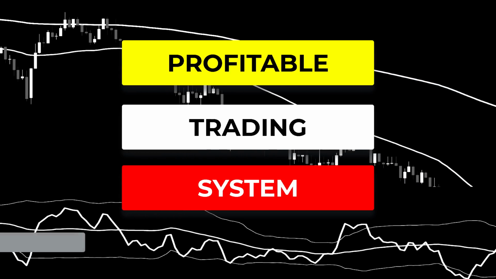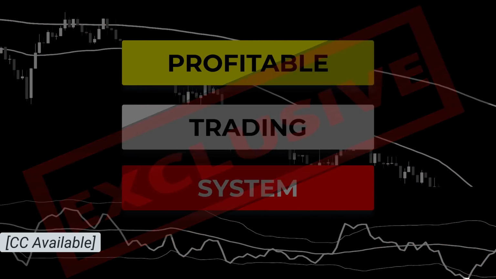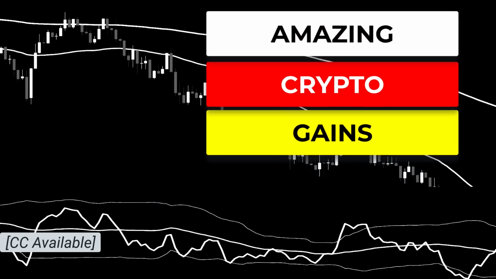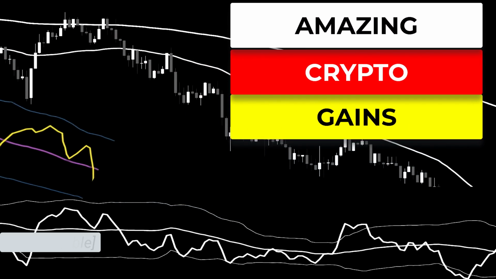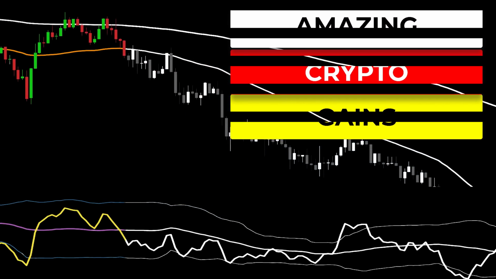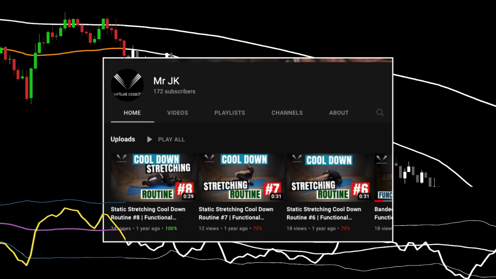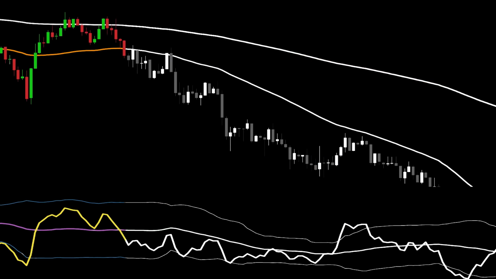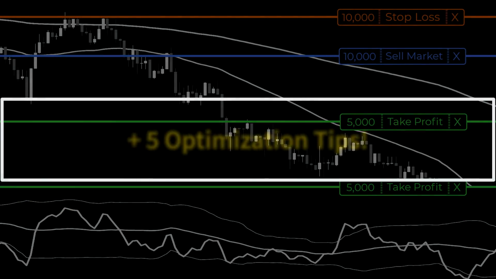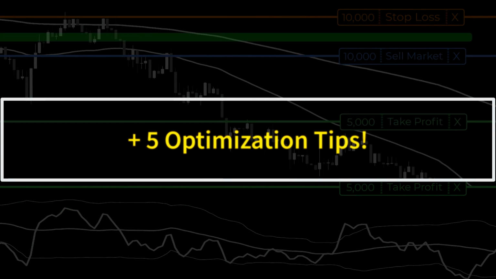Hey now, I'm going to show you an exclusive trading system that has been proven exceedingly profitable over a series of 100 consecutive trades. This strategy comes from a trader's landing pillar who has been making profits using this blueprint. Be sure to stay tuned to the end where I give you my 5 awesome optimization tips.